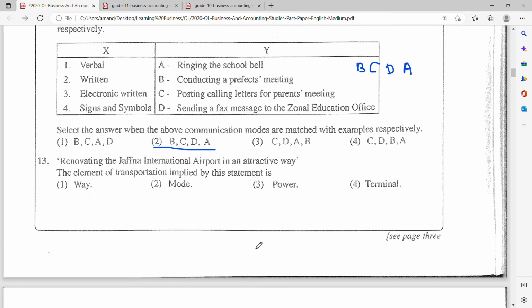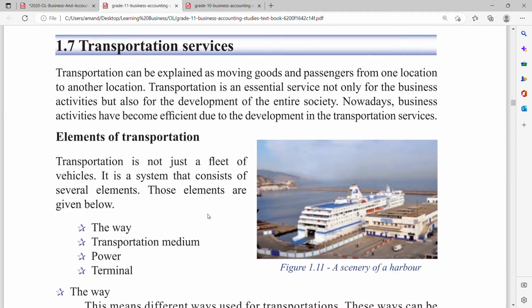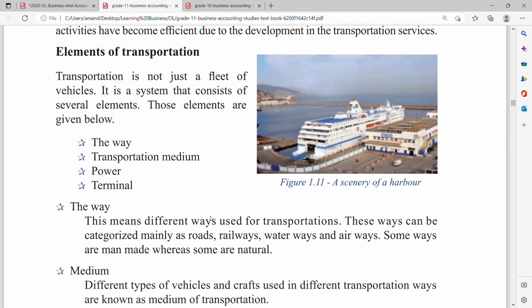Renovating the Jaffna International Airport in an attractive way. The element of transportation implied by this statement is: way, mode, power, terminal. So again, if you go through your grade 11 textbook, under transportation services, there are 4 elements of transportation. The way, transportation medium, power, terminal. The way essentially refers to different ways in which you could travel. So you could travel by road, railway, waterway or airways.